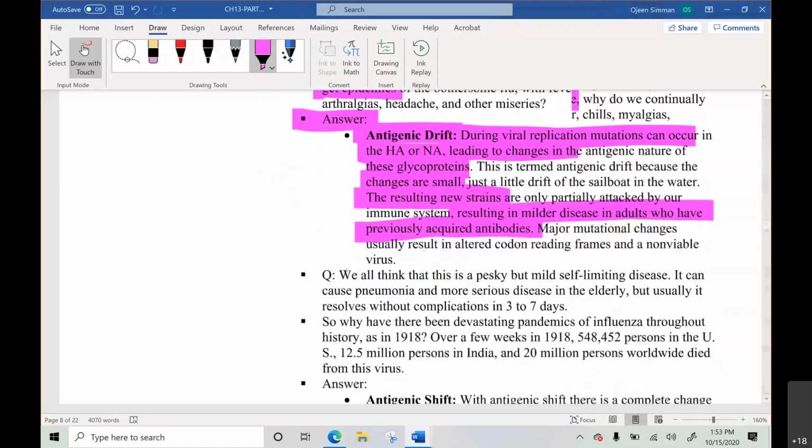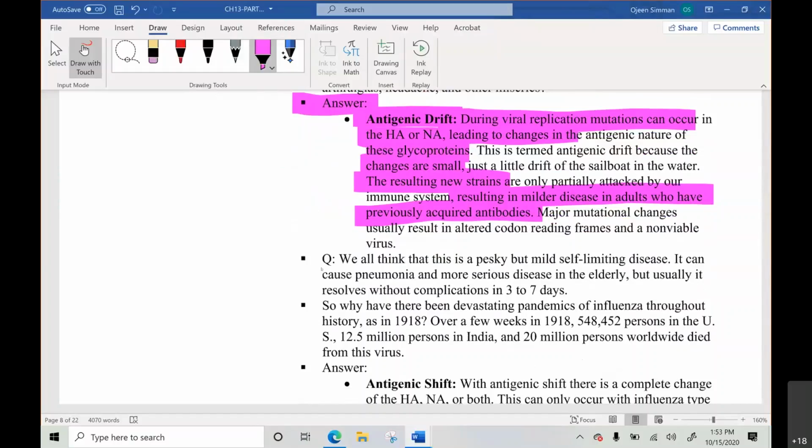Now, remember this. Antigenic drift is usually not serious, it's mild and can be self-limiting, and most people resolve without any complication. But you have to know this: it is actually serious in older patients. In the geriatric population, it can cause pneumonia and it could be very, very serious.